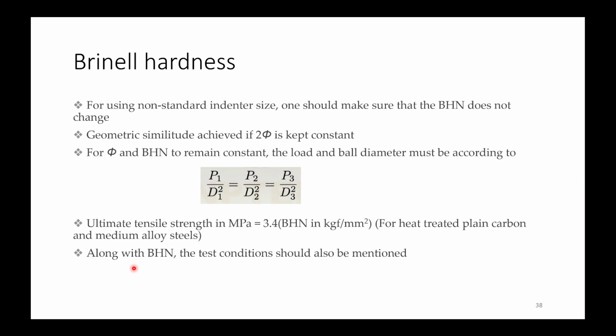Now along with BHN, the condition should also be mentioned. So you should also mention what load you took and what was your indenter material, for example tungsten carbide or anything like that, or you should also mention what the indenter size was.